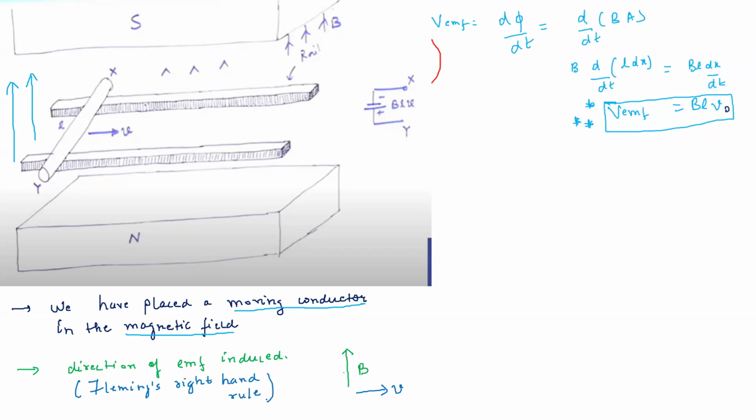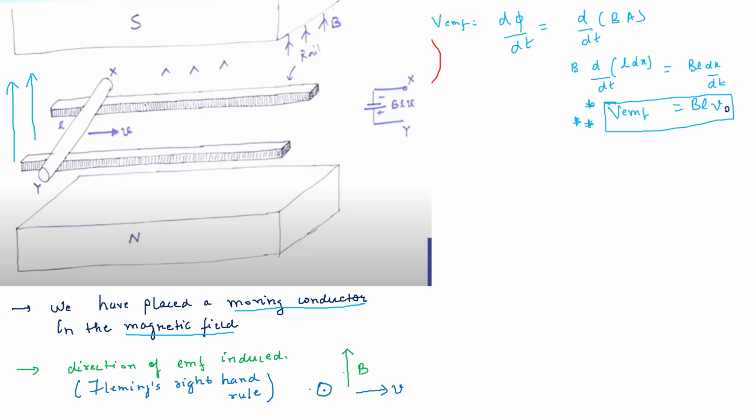If you use Fleming's right hand rule, you place the three fingers of your right hand perpendicular to each other, with your thumb pointing towards the direction of the movement, the velocity, and your forefinger pointing upwards. Then you will see that your middle finger will come out of the plane, like so, a dot.